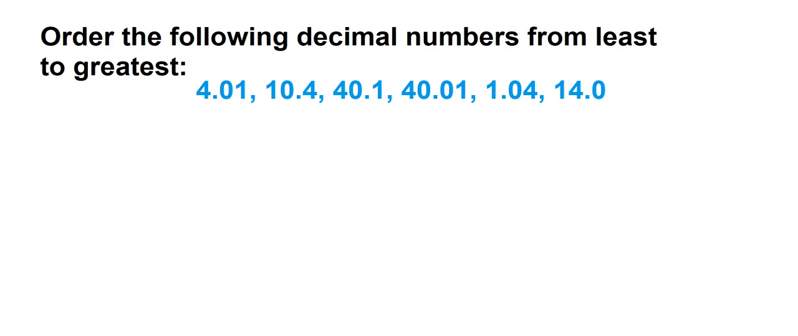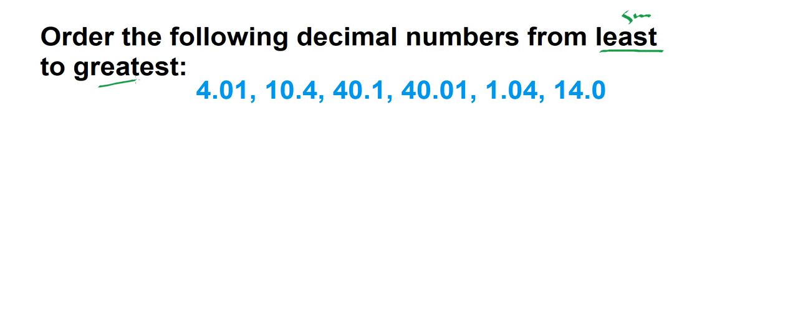Order the following decimal numbers from least to greatest. So this means we're going to order these numbers here from least, which is smallest, to the greatest, which is obviously the largest. This kind of question is all about place value, and we have to establish which one's the smallest and which one's the greatest, and so on, through understanding place value.